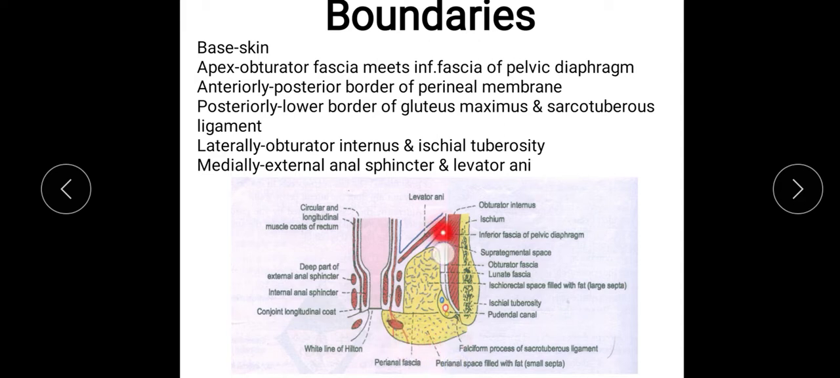This one is the apex, which is directed upward, where the obturator fascia meets the inferior fascia of the pelvic diaphragm. This one is the obturator fascia, and this one is the inferior fascia of the pelvic diaphragm. This forms the apex of the ischial fossa.